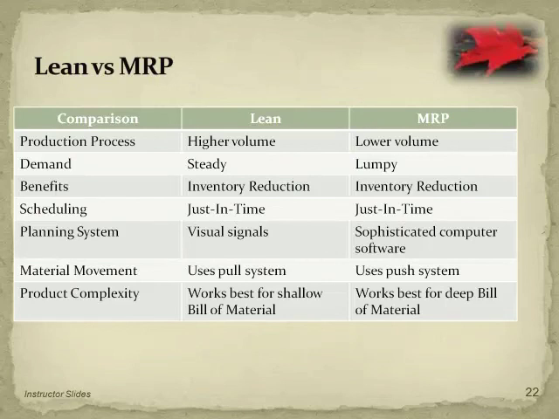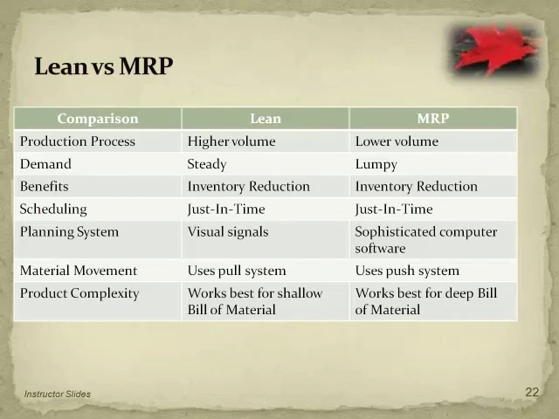And lean works best where we have a shallow bill of material. What do I mean by a shallow bill of material? What I mean is we do not have a great deal of parts. So maybe something less than 20 parts within the product. There are a lot of products that have less than 20 parts.